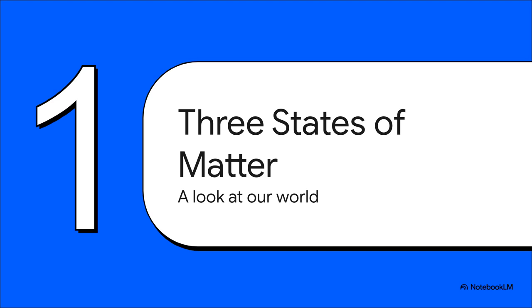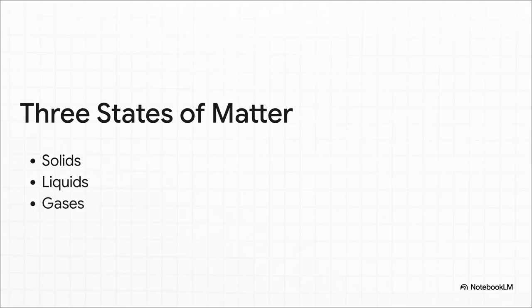We're starting with the absolute fundamentals, the 3 states of matter that we all interact with every single day. So pretty much everything around us exists in one of 3 physical states. You've got your solids, which have a fixed shape and volume. Think of a rock. Then you have liquids, which keep their volume, but they'll take the shape of whatever container you put them in. And finally, there are gases, which have no fixed shape or volume. These 3 are the main characters in our story today.